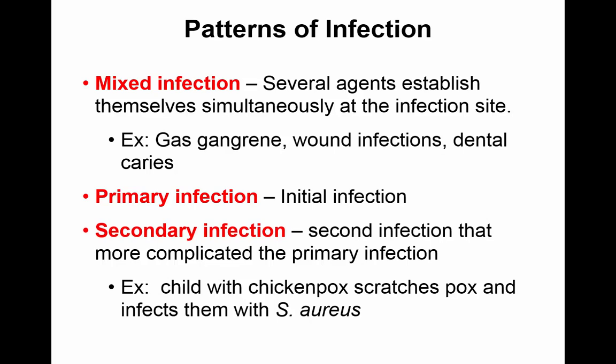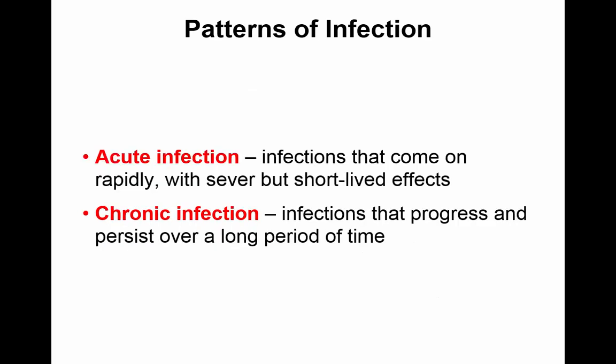The primary infection is the initial infection. The secondary infection is an infection that complicates the primary infection. For instance, if a child has chicken pox and they scratch the pox because it itches, then some staph bacteria might come in and establish itself, and that'll cause a secondary infection and make the chicken pox worse for the child. An acute infection is very severe, but it's very rapid and it doesn't last long.